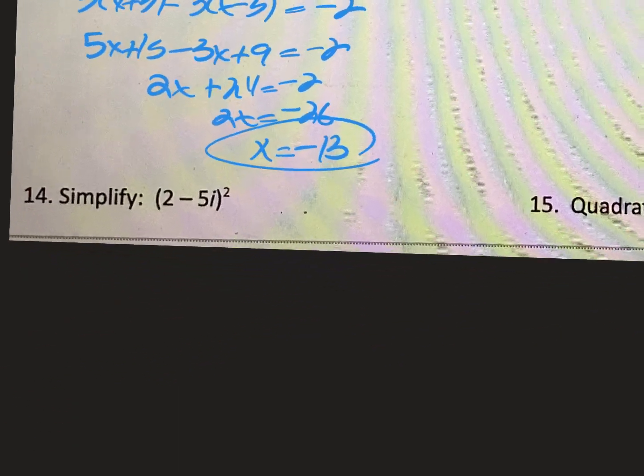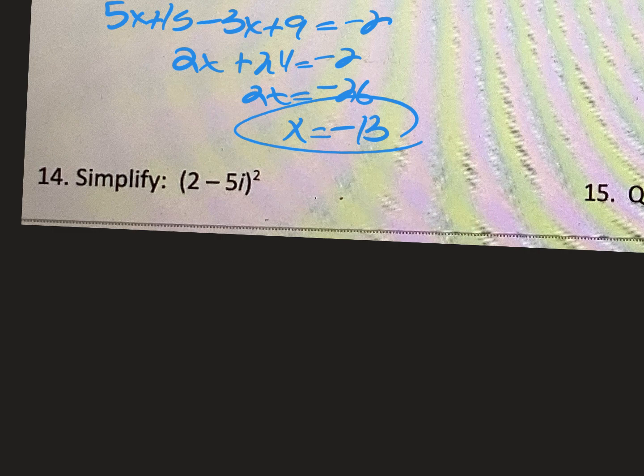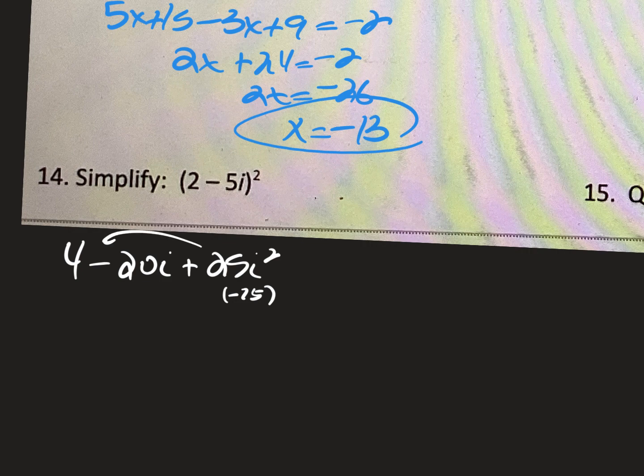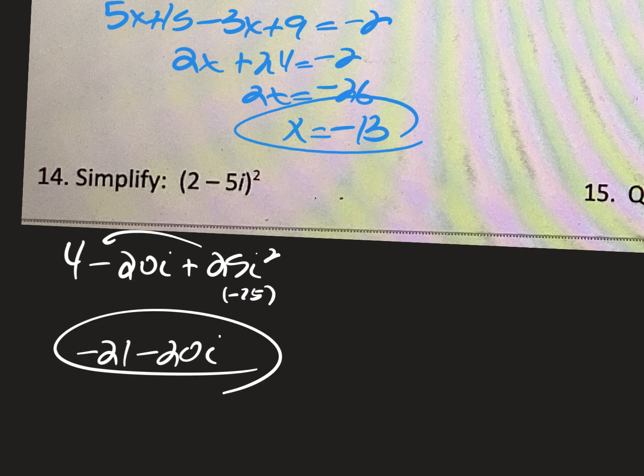2 more. Number 14. Simplify. This is square, multiply, double, square. So I'm going to square the 2. Multiply together, which is negative 10i. Double it. That's negative 20i. And then square. I get 25i squared. Remember, i squared makes that 25 become negative 25. So I'm going to combine that with the 4. 4 minus 25 is negative 21, and don't forget your negative 20i. And there you have it.